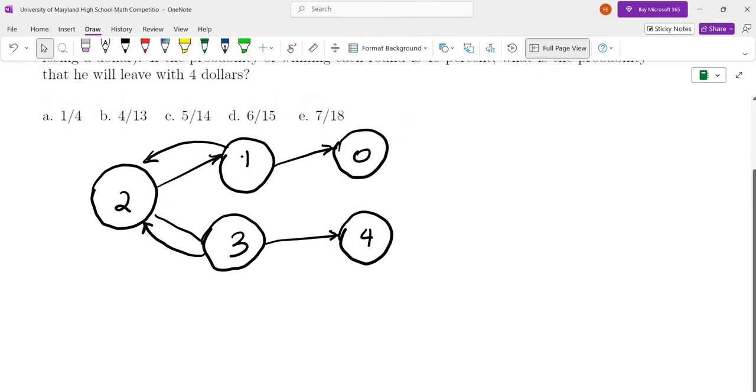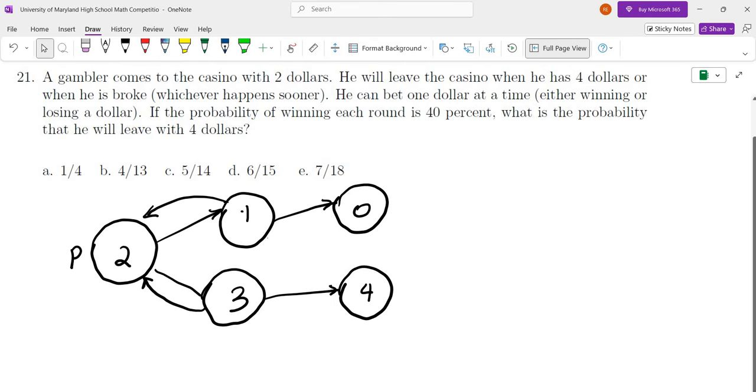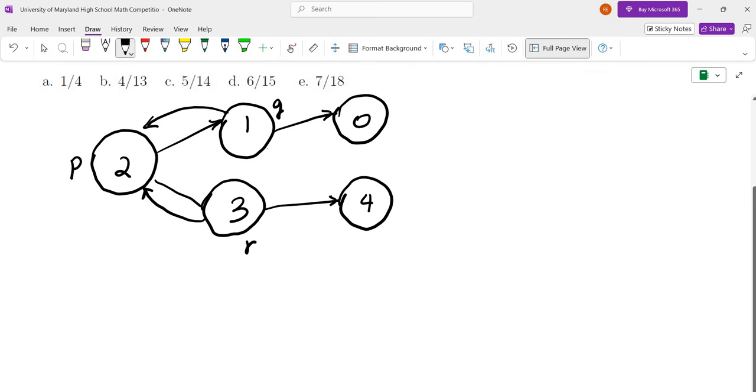So here is now what we were trying to figure out. We're trying to figure out what is the probability that he wins $4 when he starts with $2. Let's say the probability is P. Let's say the probability of 1 is Q, meaning that if he starts with $1, he ends up winning $4. And let's say the probability that he ends up with $4 when he starts with $3 is R.